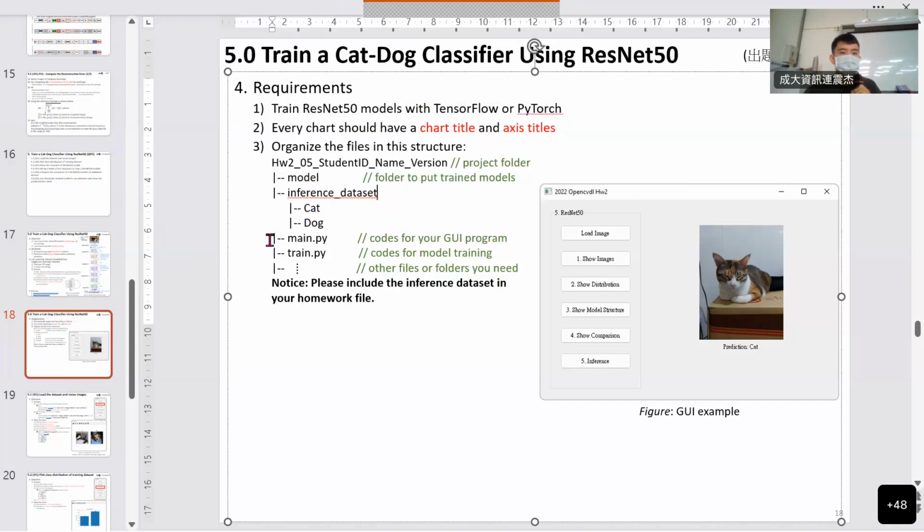Then you have to make a GUI program, and the file for the program is called main.py. It is the code for your GUI program. And train.py is the code for your model training. Those are the files we need, and you may put some other files or folders you need in this homework. So you have to put the files in this structure.